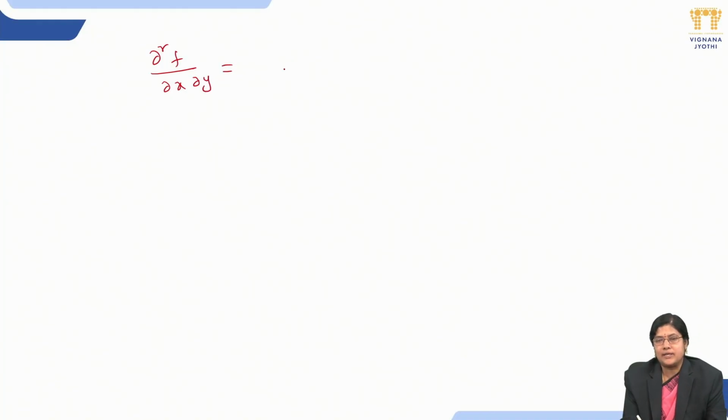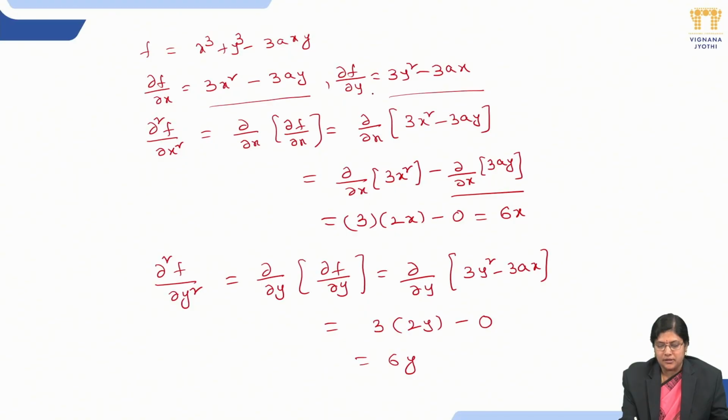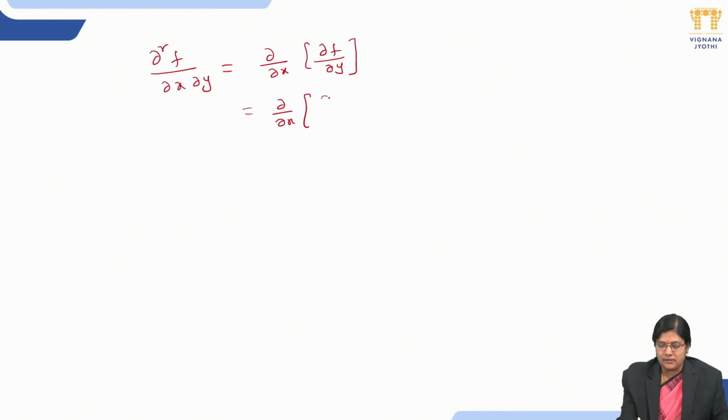Next, ∂²f/∂x∂y. Next we are going to calculate ∂²f/∂x∂y. That is equal to ∂/∂x of ∂f/∂y. That is equal to ∂/∂x of, what is ∂f/∂y? From the previous step, we know that the value of ∂f/∂y is 3y² − 3ax.